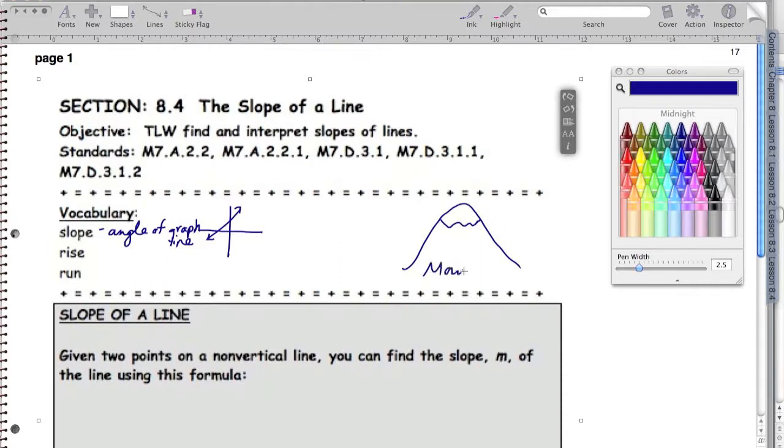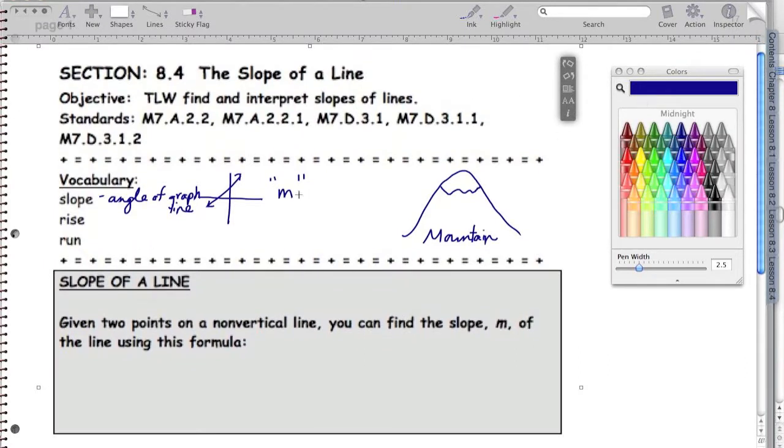Well, mountain starts with M, and that's actually what we use to represent slope. Slope is represented by the variable M, not S like you might think. M, and it goes back to some way back when the original practices and properties were being founded in regards to slope. But for our purposes, you can kind of hopefully relate it to mountain, think of it that way.